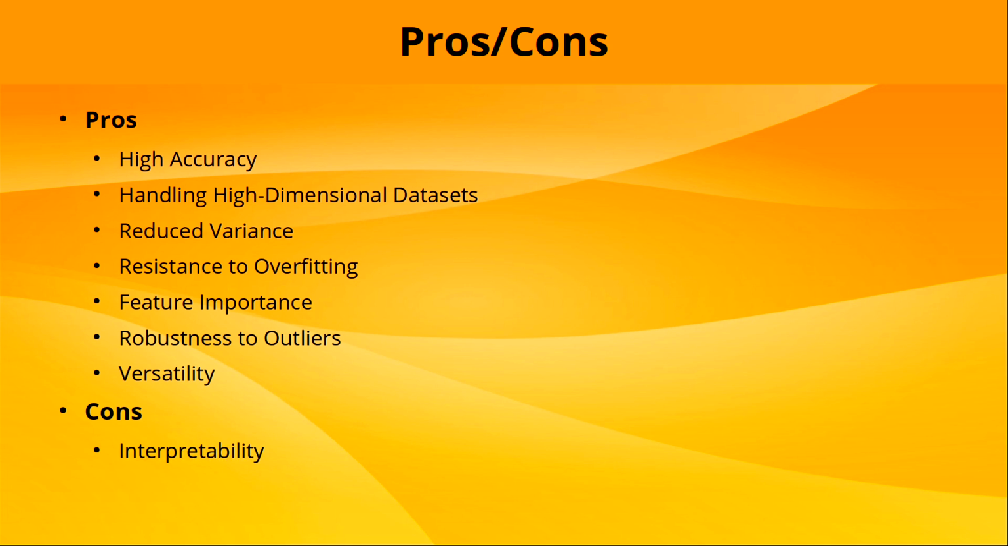Interpretability. While random forests provide feature importance, the overall model interpretation can be challenging due to the complexity of the ensemble of trees. It can be difficult to understand the exact relationships between features and predictions. Computational complexity. Training a random forest can be computationally expensive, especially for large datasets with many trees. The time and resource requirements may increase as the number of features and training instances grow. Random forests can consume significant memory resources, especially if the trees are deep or if there are many features.